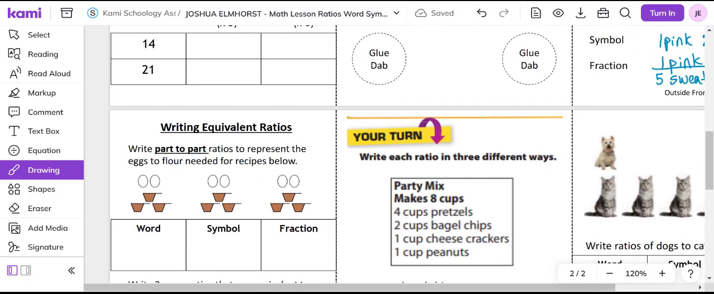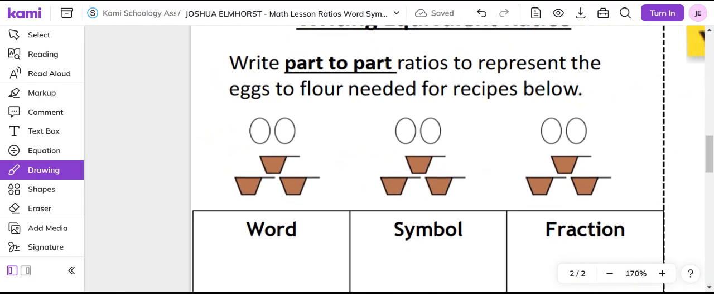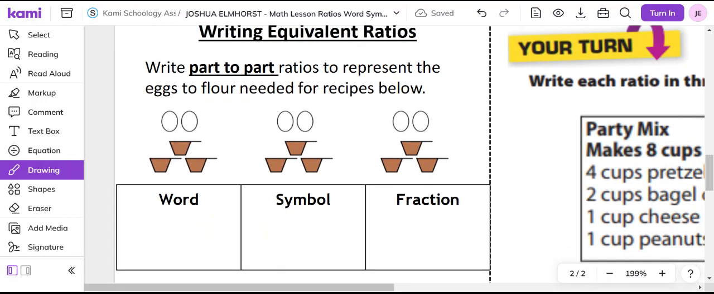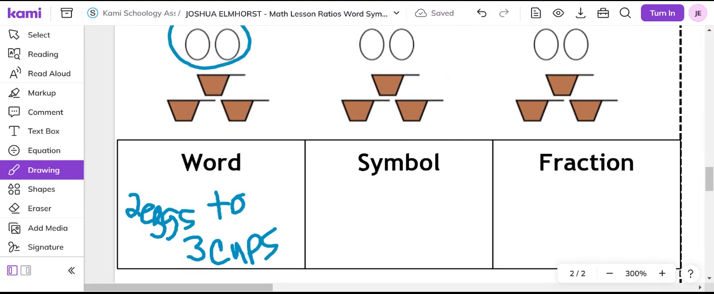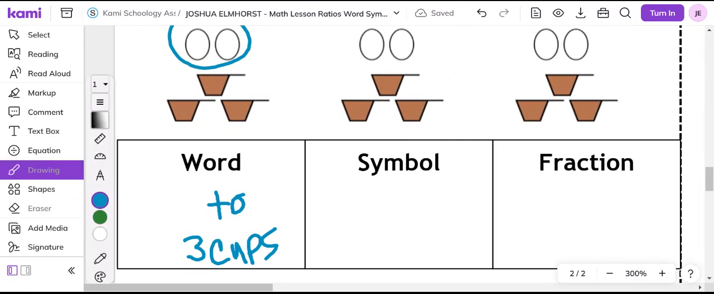All right, so let's practice here just a little bit. So we're going to write a part-to-part comparison. We have eggs to cups. So in word form, we have two eggs to three cups. I'm writing a little big here, so we're going to try to make that better.